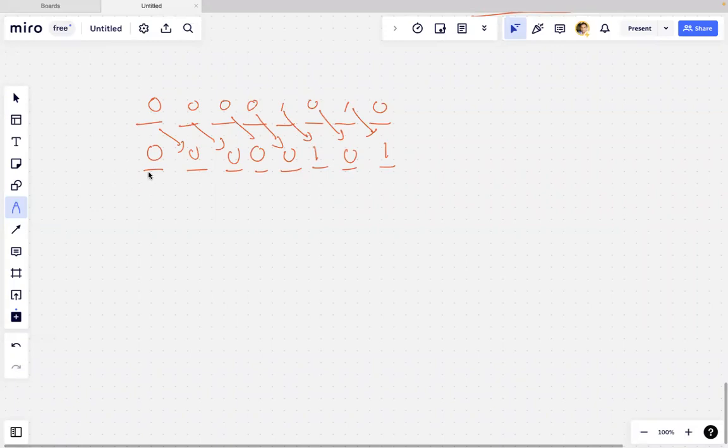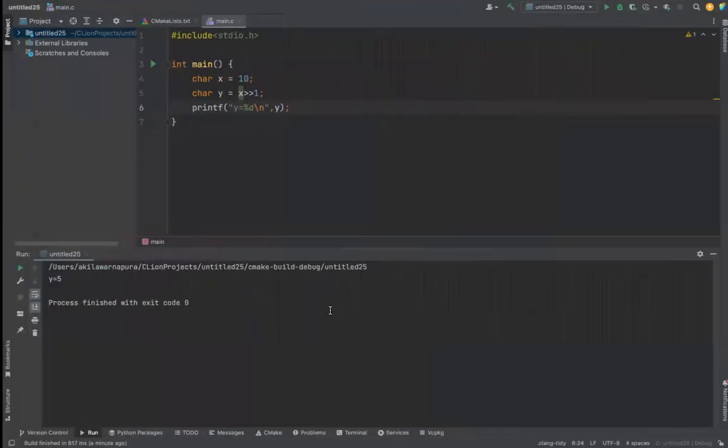Now you need to convert this to decimal. The most significant bit is 0, that means it is a positive value. Then you can directly convert this. Here 1, 2, 4. That means the 4 bit is 1, the 2 bit is 0 and the 1 bit is 1. So 5. That is why the answer is 5.